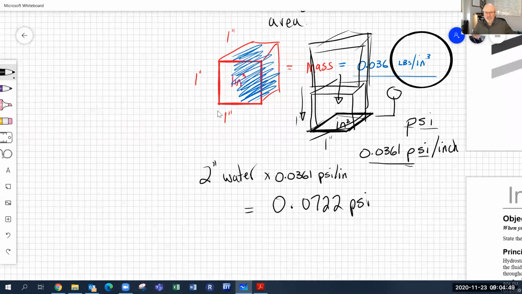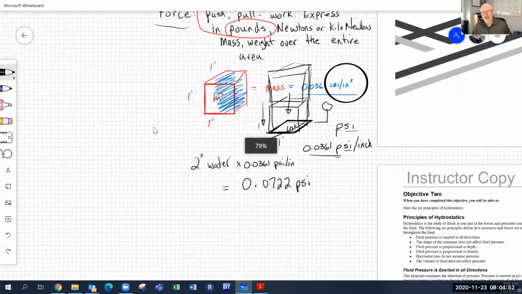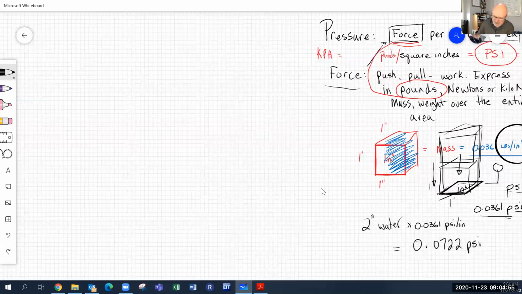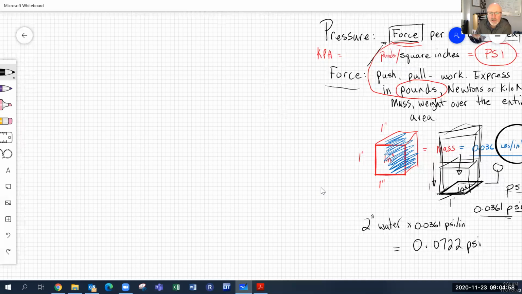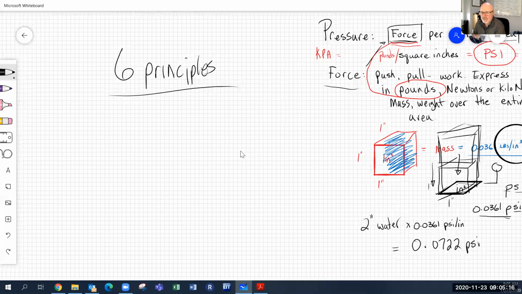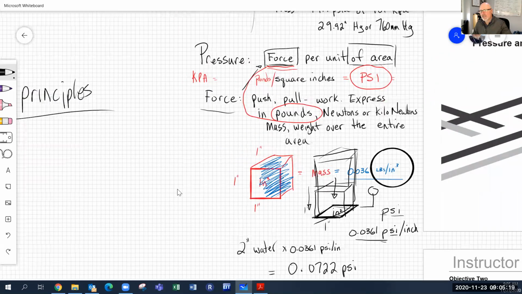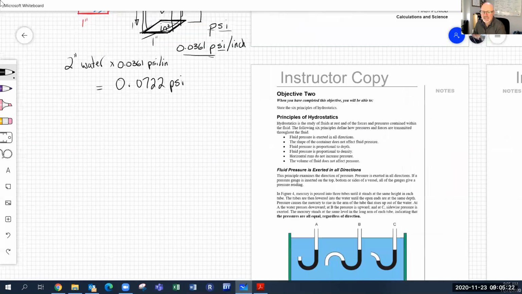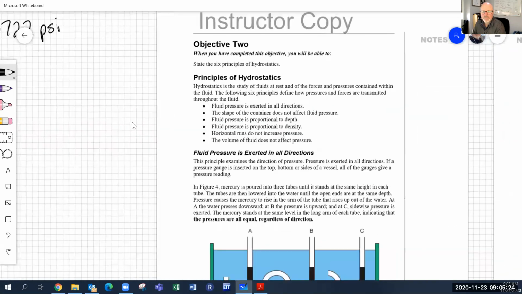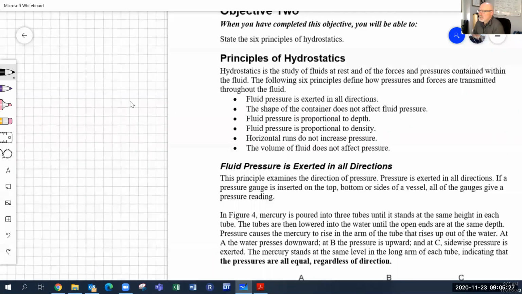We just talked about just the definitions really of pressure and force. So before I begin, we should probably start talking about the 6 principles. Principles. Boy, I can't spell today. 6 principles of hydrostatic pressure. Now, I'm going to get into doing more calculations with you in a minute, but I think this is super important right here. So these are the 6 principles of hydrostatic pressure.